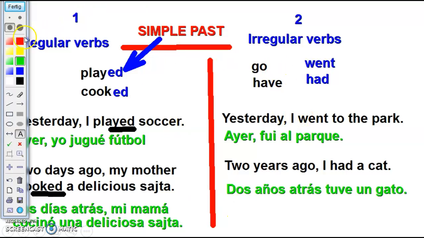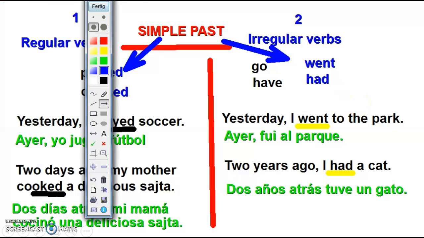So these are the irregular verbs. Went, had. I went to the park, I had a cat. So these are in the simple past, regular and irregular verbs.